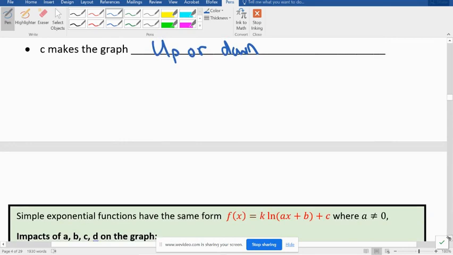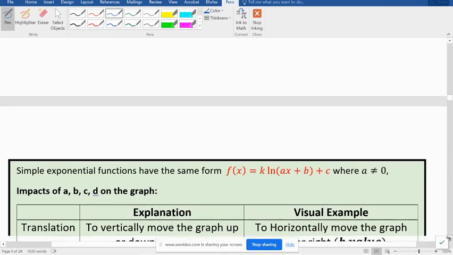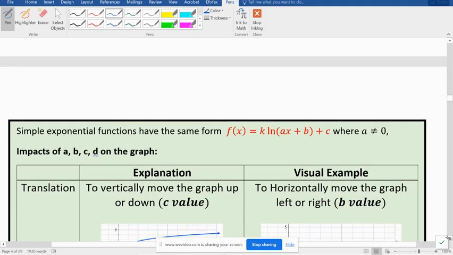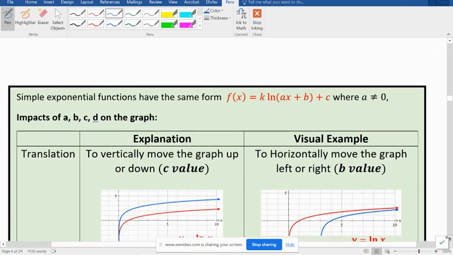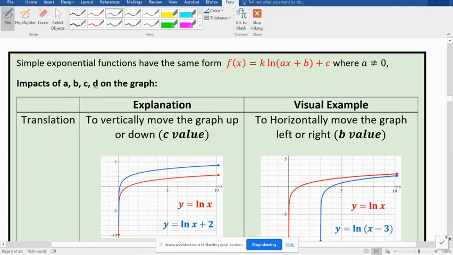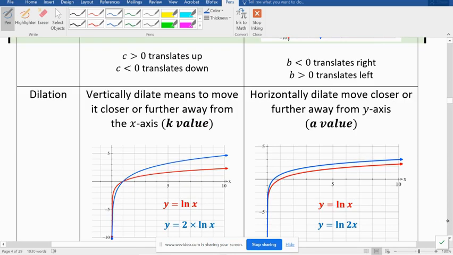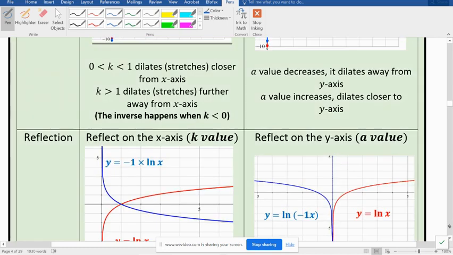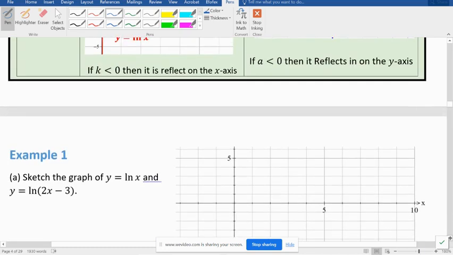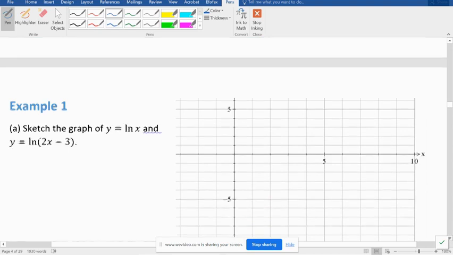I'll just show those to you. Here are those impacts, and here are the much more technical terms, just like I was talking about before. You can see the horizontal movement, left and right, and movement up and down. So there for you to have a quick look at. And we'll look at these examples in part B of the video.